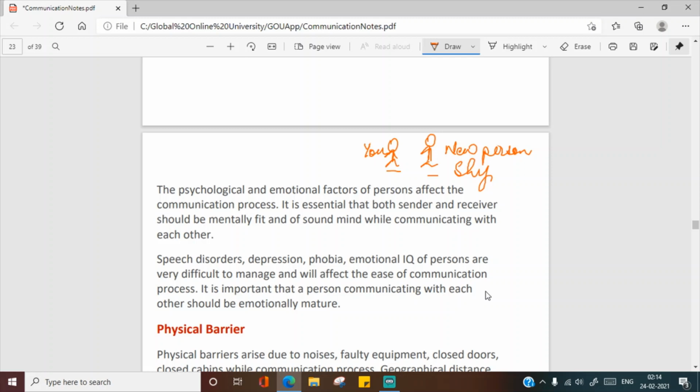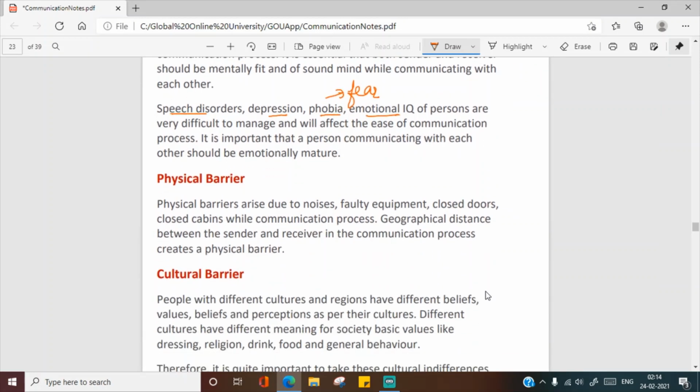Here some examples are given, like speech disorders, depression, phobia. Phobia means fear. And emotional IQ of a person. So all these come into the category of psychological barrier.